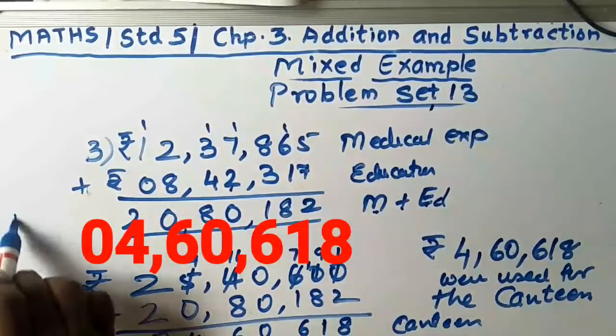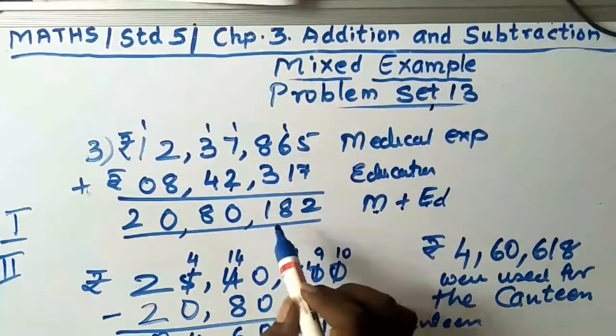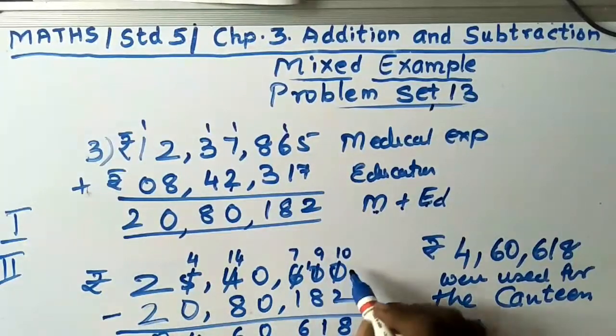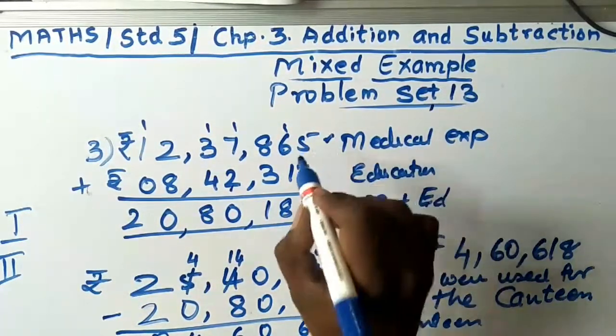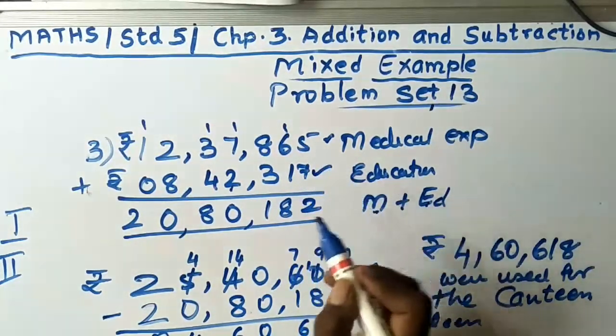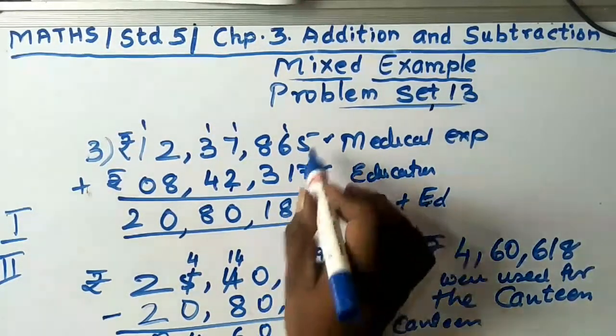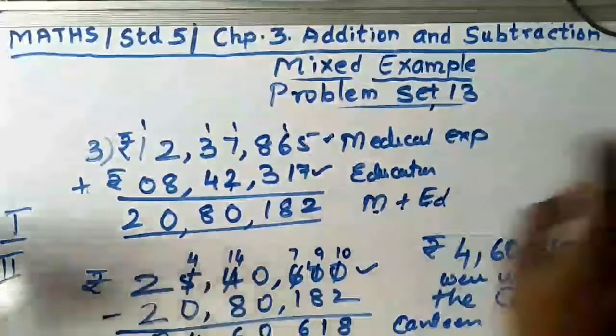See, I taught you the first method and the second method in the previous sum. This is the first method. Second method is take this number, subtract from this number. Whatever answer you get, subtract that answer from this number. You will get it. Or else this is the easy method. Now the fourth sum.